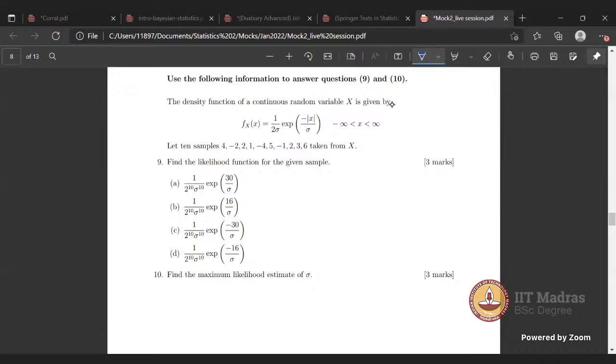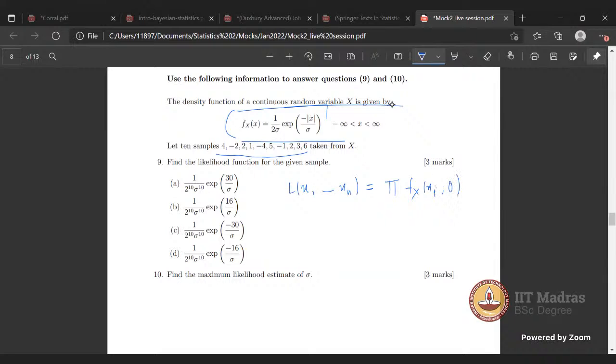Okay, now in the next problem you have again a random variable x that has a density function given by this expression, and you have observed some 10 samples here and you have to find the likelihood for the given sample. Whenever you know the samples, just go from the usual definition of the likelihood. If you have some samples x1 to xn, then the likelihood is given by the product of fx of xi given the parameter. In this case, we have one parameter here, that is sigma.